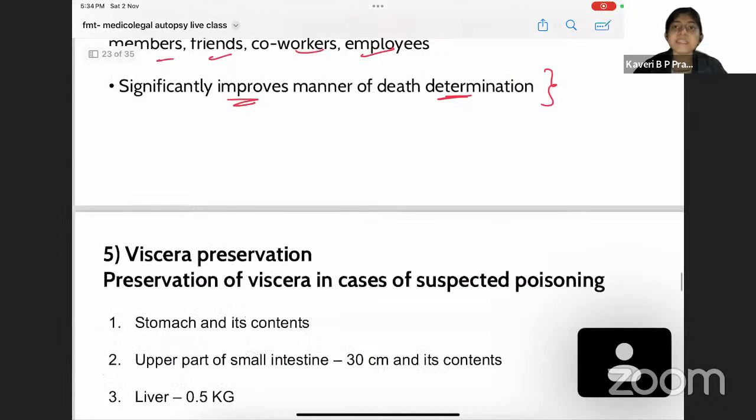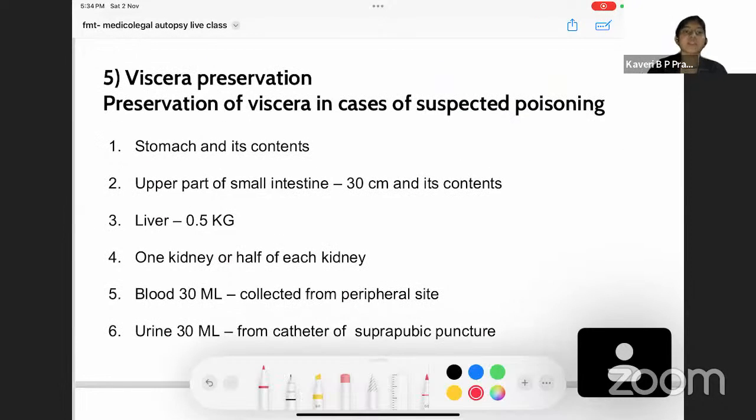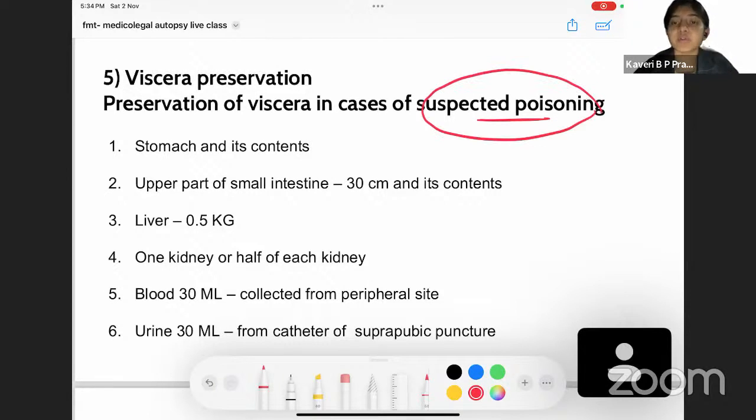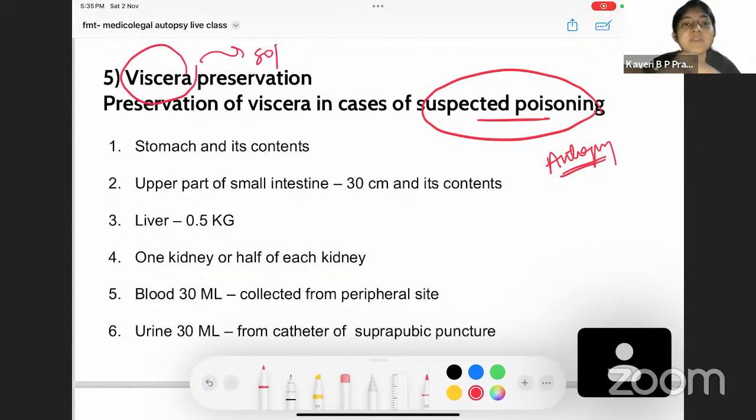Okay. Next, we look into viscera preservation. How do you preserve the viscera in case of suspected poisoning? Whenever there is a case of suspected poisoning and you're doing an autopsy, your role as a doctor should also be to preserve the viscera. What do you understand by viscera? Viscera is nothing but the soft tissues in the body. What kind of soft tissues are preserved? You preserve stomach, intestine, liver, kidney, blood, and urine.